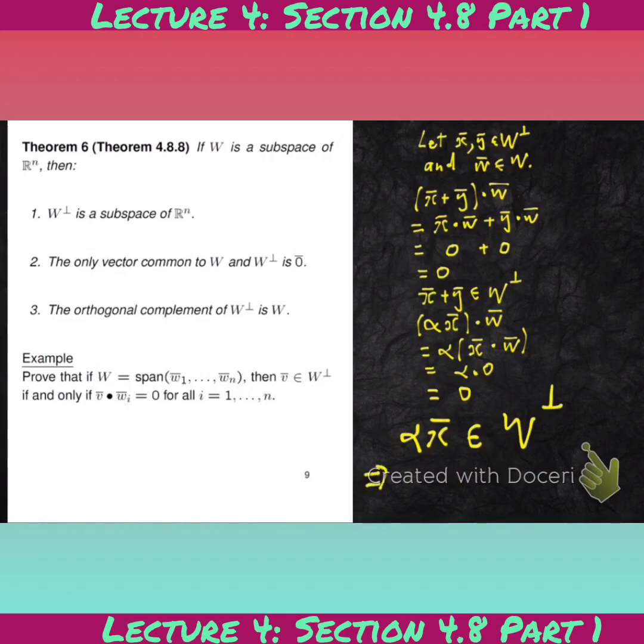So the orthogonal complement of W is a subspace. It's a subspace of Rn.